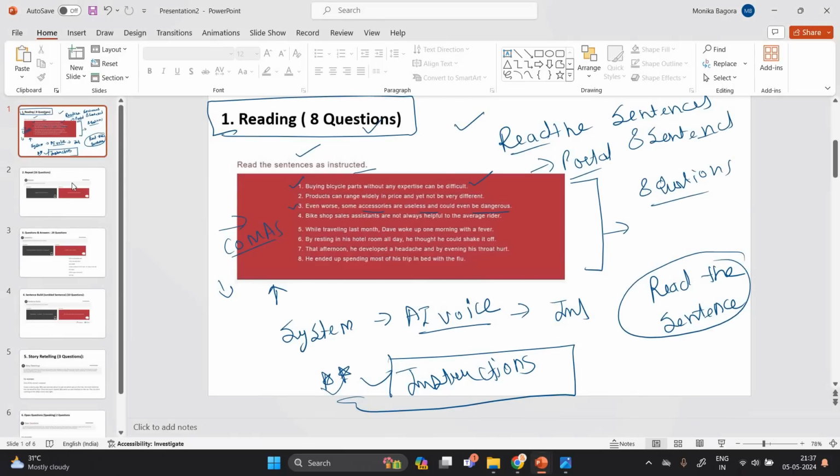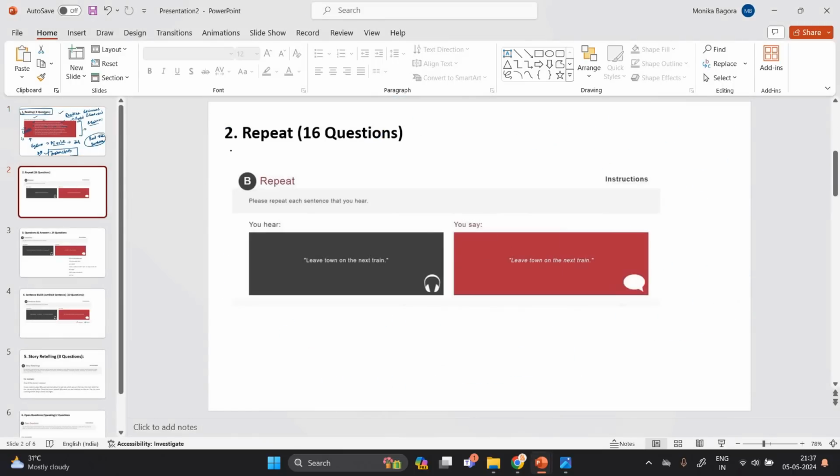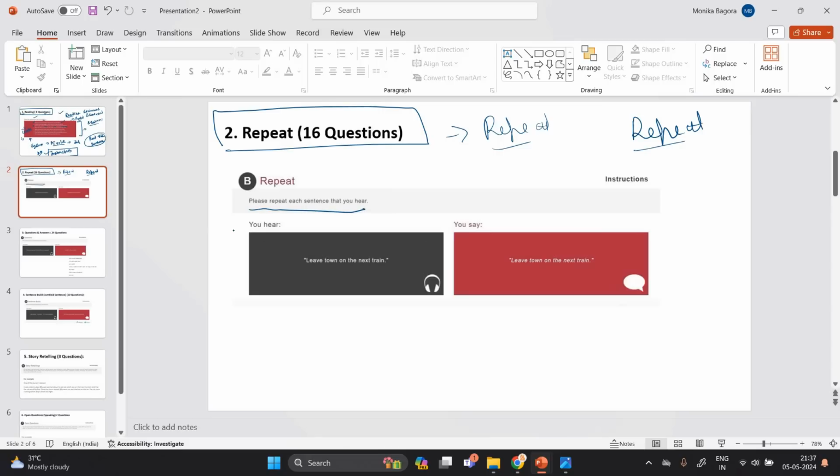Let's discuss with the example. 16 questions are there and the second is repeat. What do you mean by repeat? We just have to repeat the sentences. Please repeat each sentence that you hear. Like what they mention, leave town on the next train. So you say, leave town on the next train.